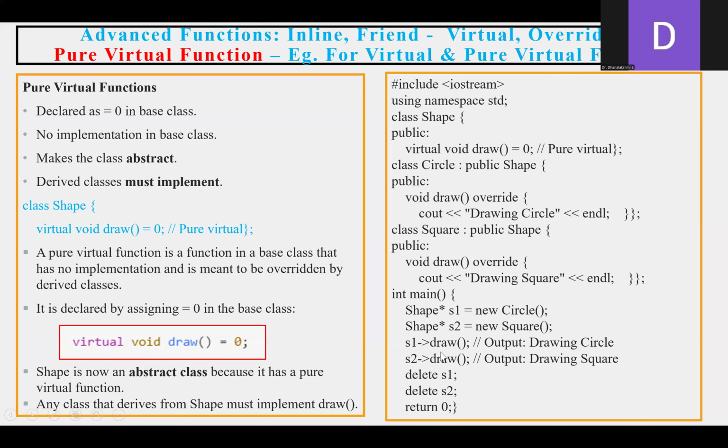Finally, I delete both the objects using delete s1 and s2. Why do you need to do it? To release the allocated memory. So what do you achieve? Avoid memory leaks. So this program demonstrates an abstract class, a pure virtual function, and it also helps in runtime polymorphism.